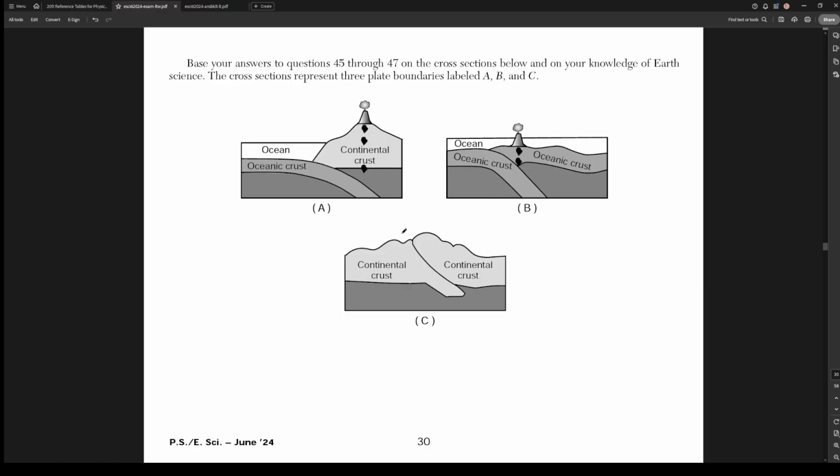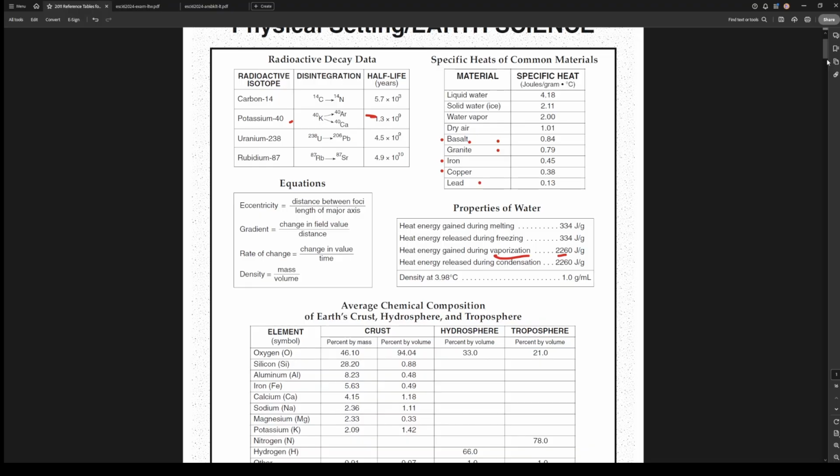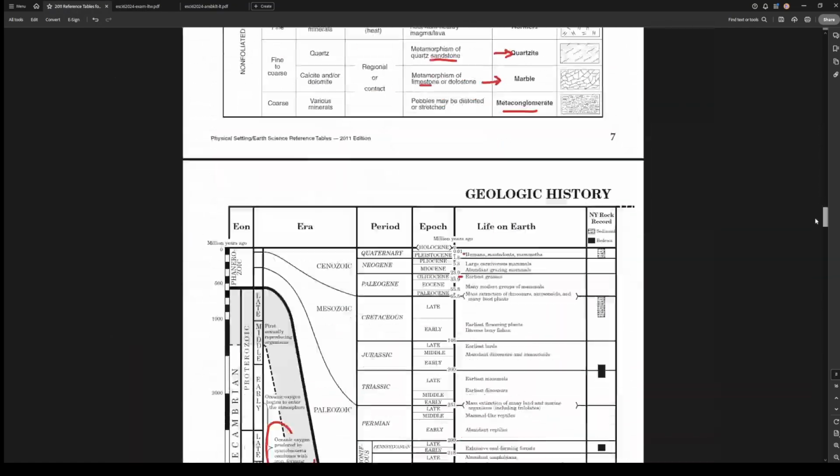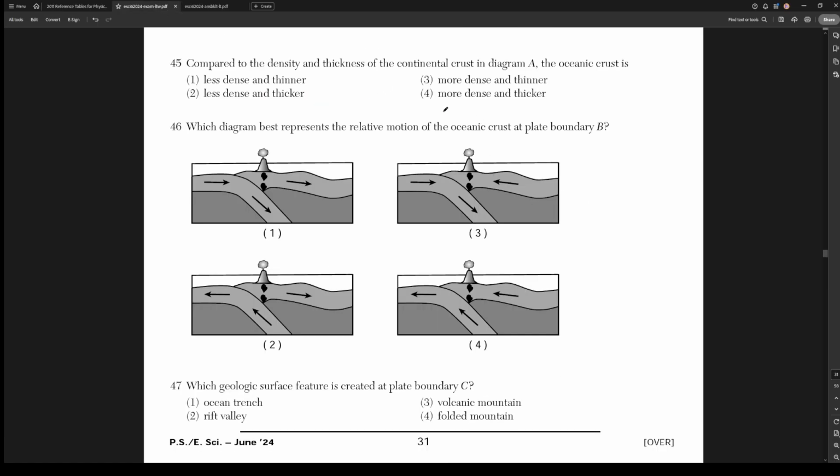Okay, we've got subduction. There are 3 choices, A, B, and C. Compared to the density and thickness of continental crust, the oceanic crust is what? There's a hint for this on the reference table if you go to page 10. Right here. Granite is continental and basaltic is oceanic, and then it shows their relative densities. So the continental crust is less dense than the oceanic crust. So the oceanic crust is more dense, and then the thinner and thicker part you have to remember. So oceanic crust is thinner.